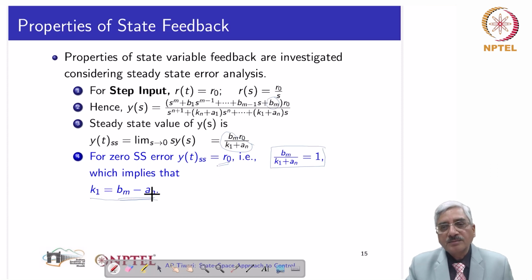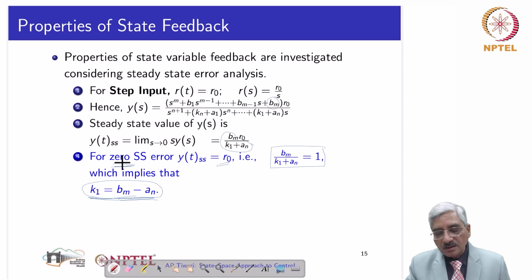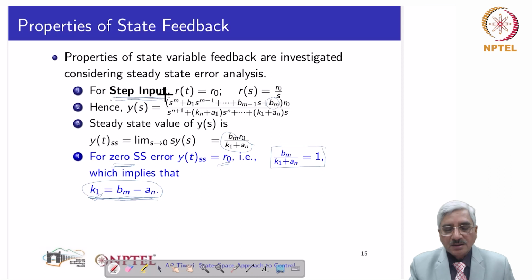An is the constant term in the characteristic polynomial of the open loop system. So if k1 is equal to this difference, then there will be 0 steady state error for step input. That means that we can select the state feedback gain k1 based upon achieving 0 error for step input. That can be done. So state feedback is capable of achieving 0 steady state error for step input.